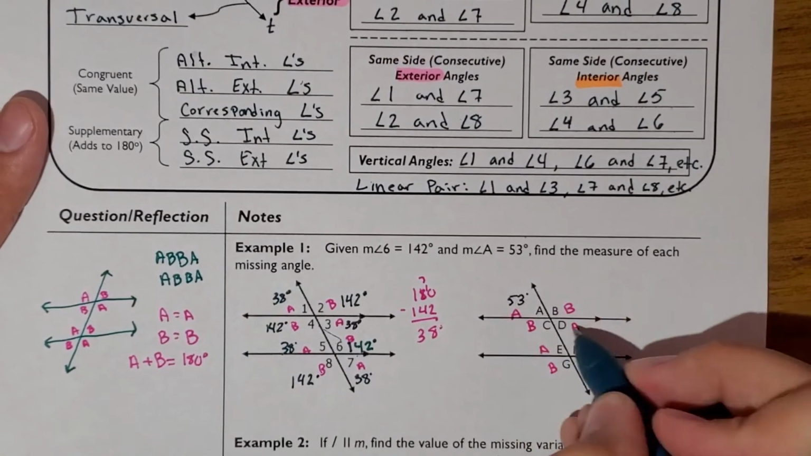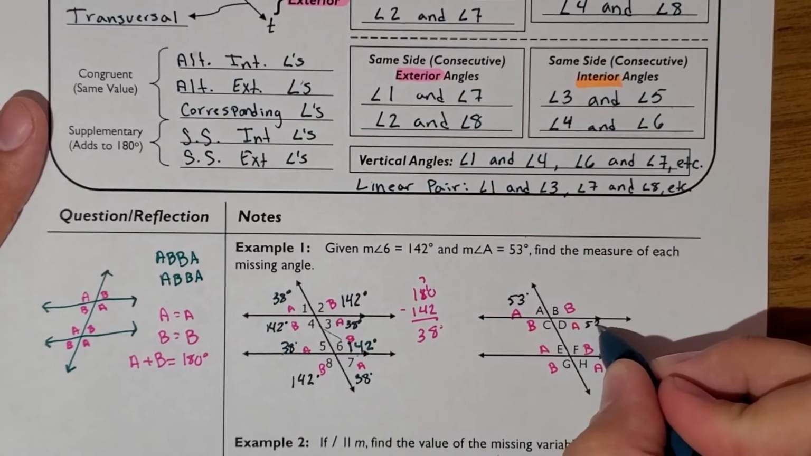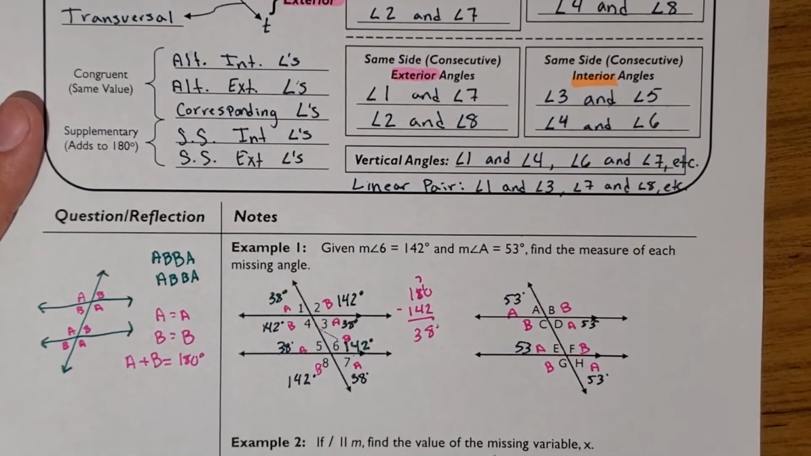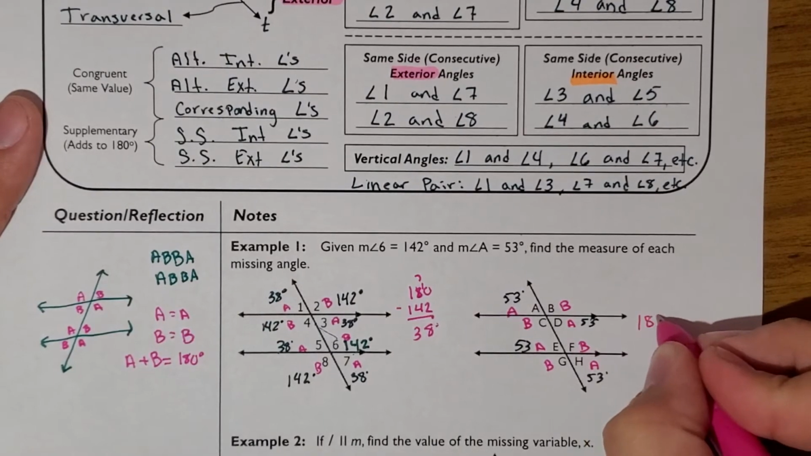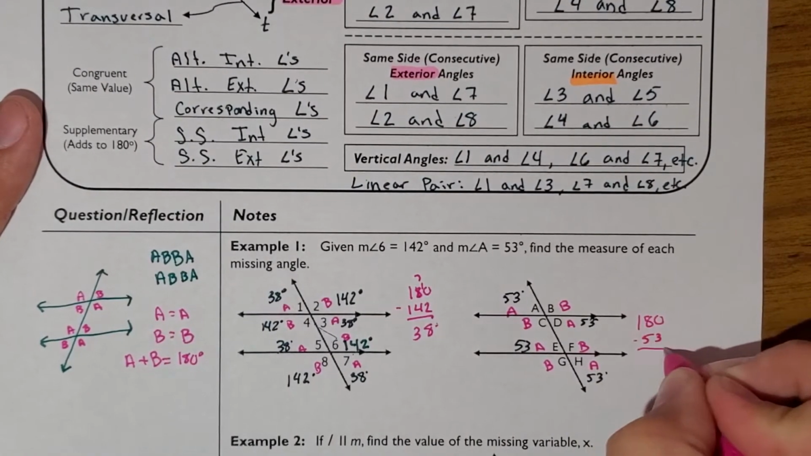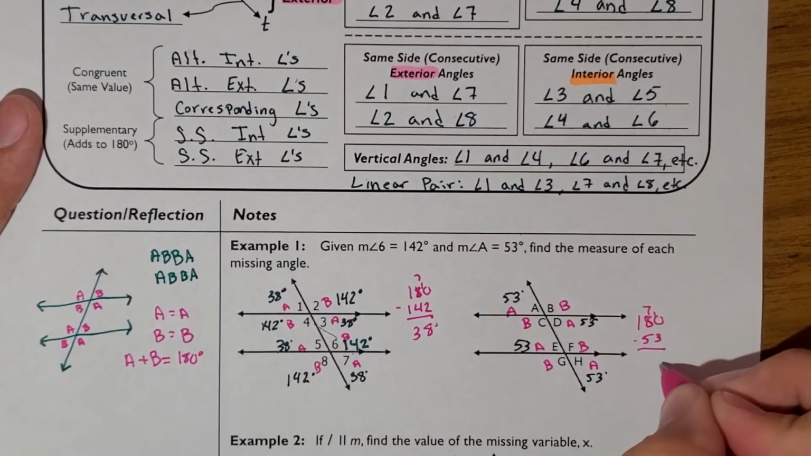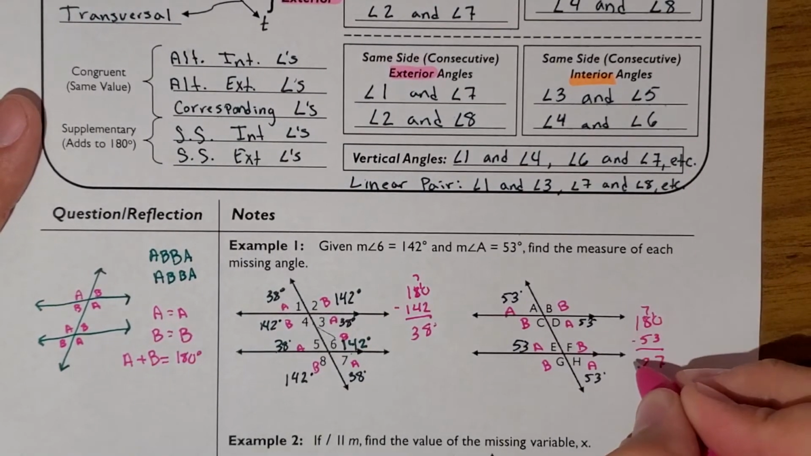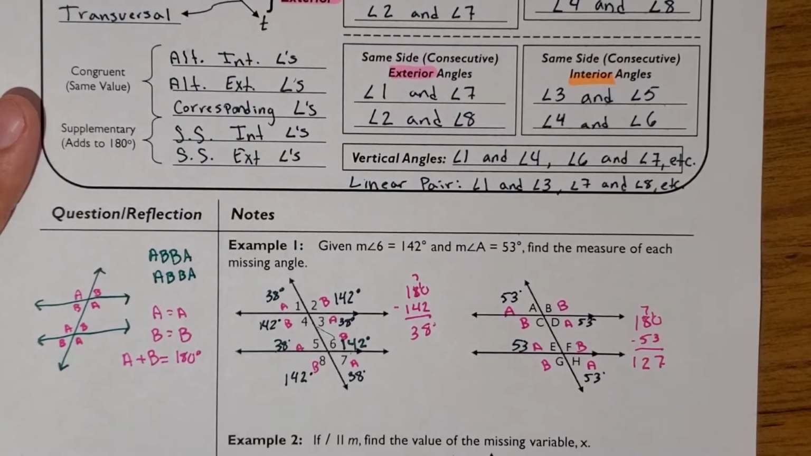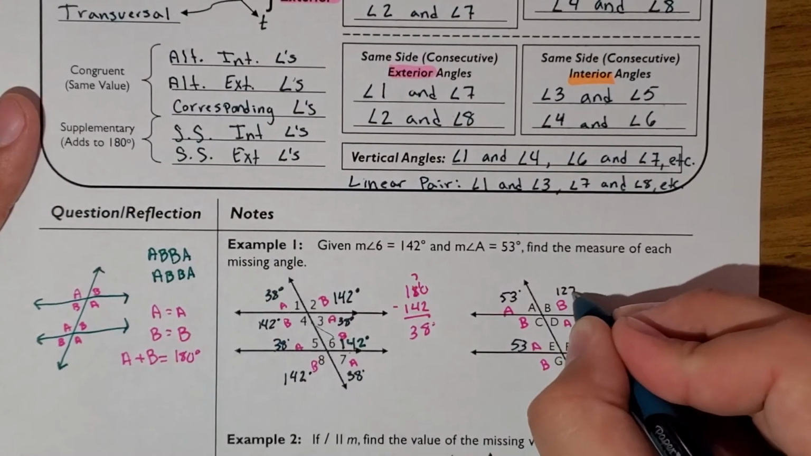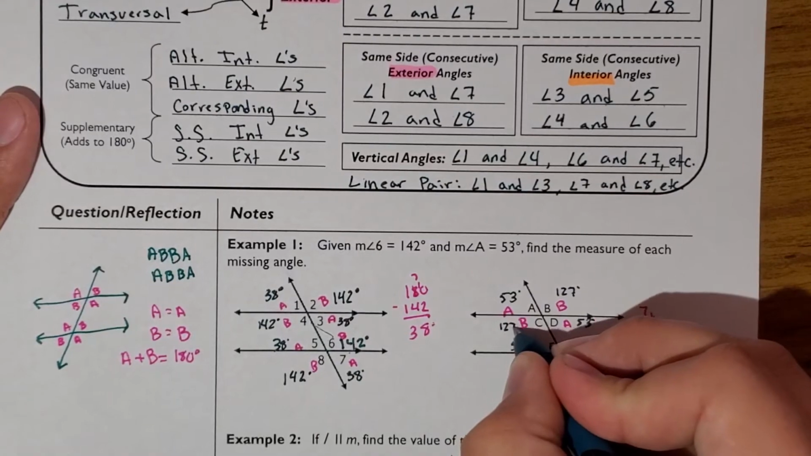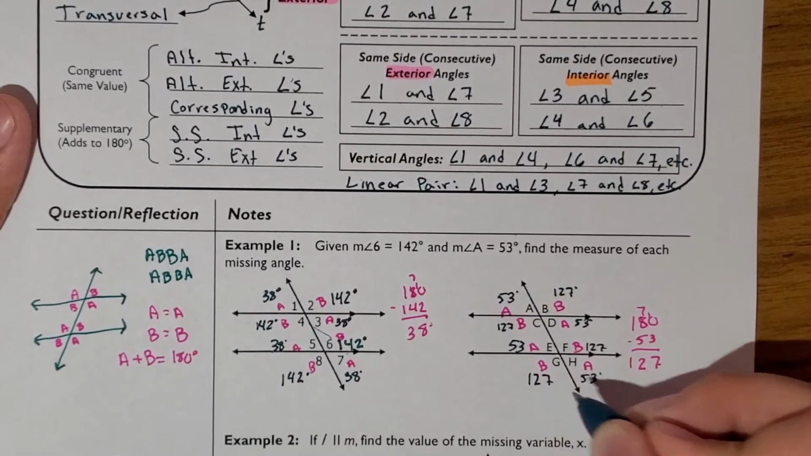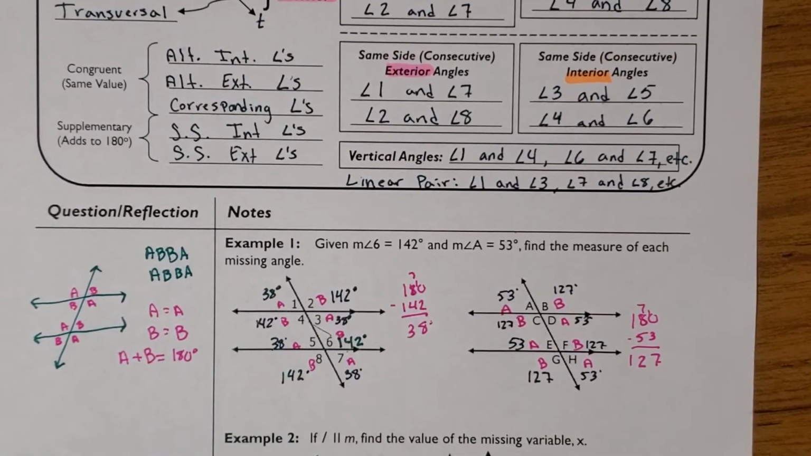Okay, we know all our A's are going to be 53. So this is 53, this one's 53, and this one's 53, and this one's 53. And just like we did before, we take 180, subtract the 53 from it. 10 minus 3 is 7, 7 minus 5 is 2, 1 minus 0 is 1, so I get 127. So I know that this angle B is 127, this angle B is 127, this angle B is 127, and this angle B is 127. Bam, look how easy those are.